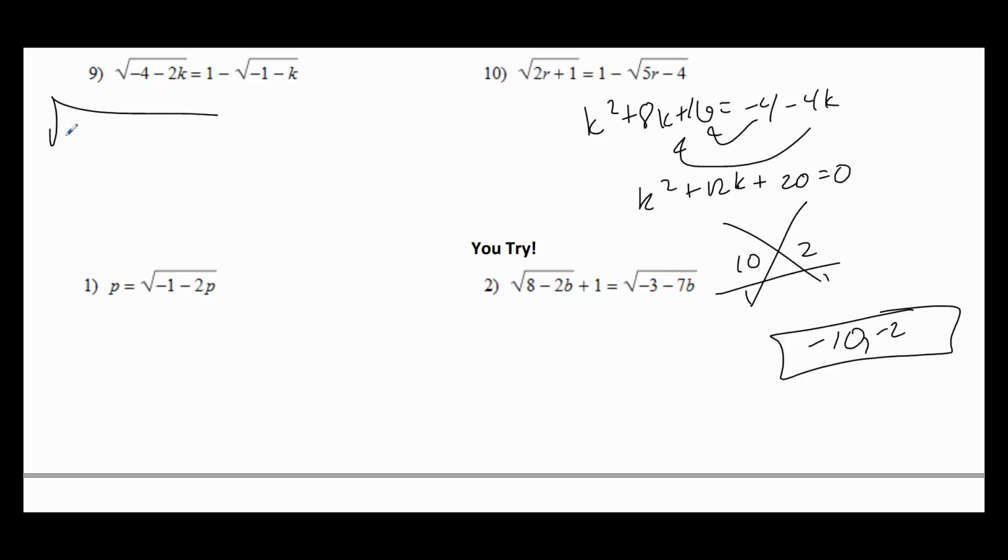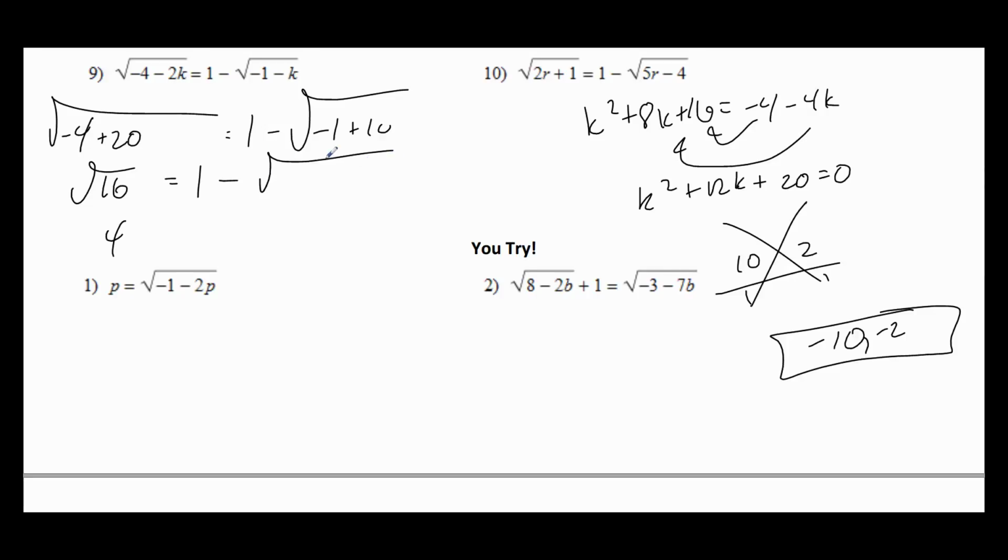So I got the square root of negative 4, and negative 10 times negative 2 is positive 20, equals 1 minus the square root of negative 1, and then negative minus a negative means it's a plus 10. So this is going to be 16, and the square root of 16 is 4, right? Equals 1 minus the square root of negative 1 plus 10, which is 9. The square root of 9 is 3. 1 minus 3 is negative 2. That doesn't work, so negative 10 doesn't work.